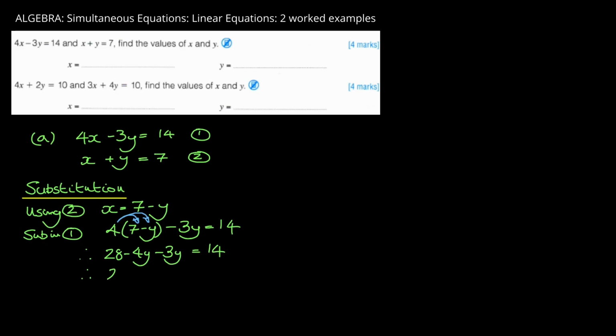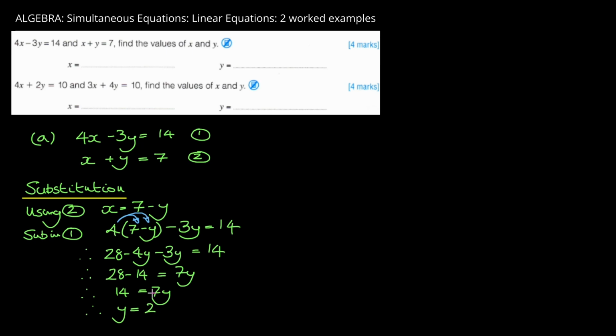Okay, so we get 28 minus 14 equals. This pair together make negative 7y. When we pop it onto the other side, we get 7y on this side. Therefore, 14 is equal to 7y, and therefore y equals 2.